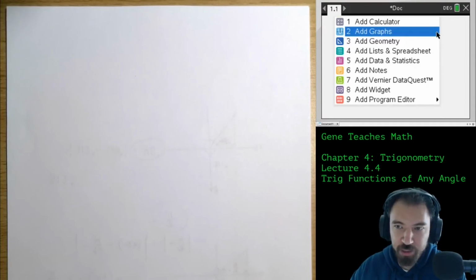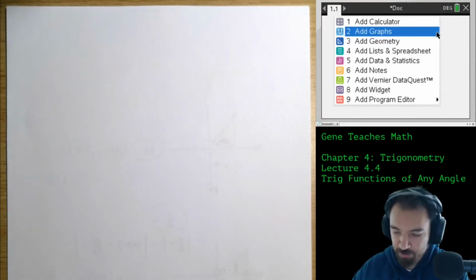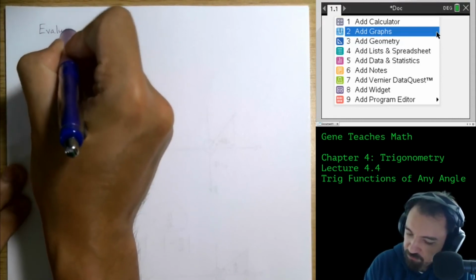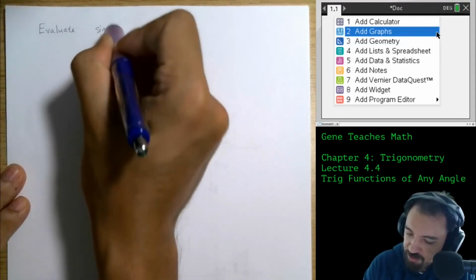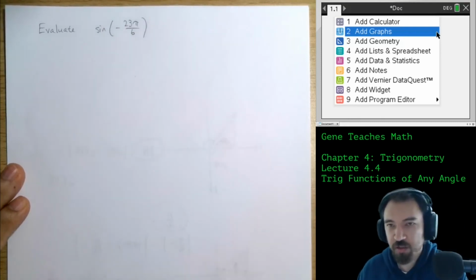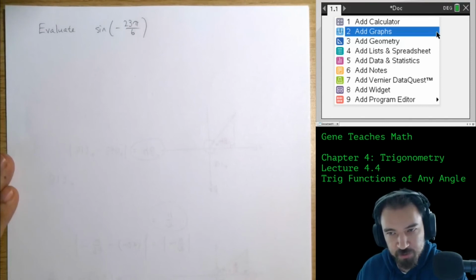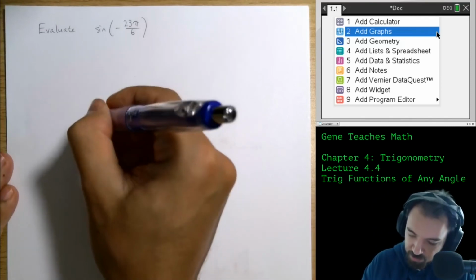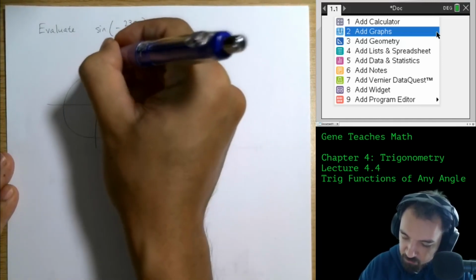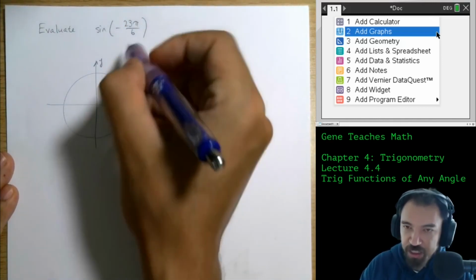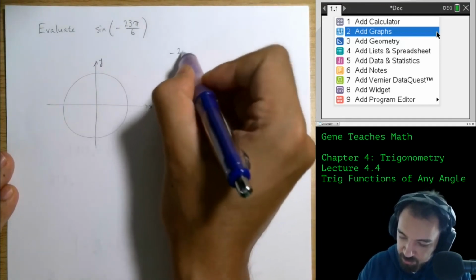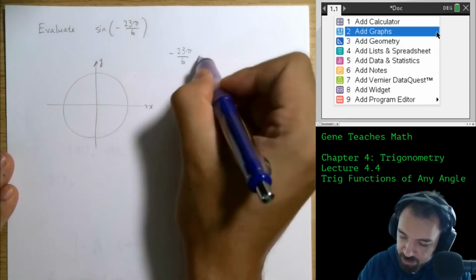Now, you might ask, how is this possibly useful? What if I want to evaluate, very innocently, sine of negative 23 pi over 6, but not using a calculator, just using geometry? So I think about a unit circle, and I want to know where the angle negative 23 pi over 6 ends up. Well, it might help to take negative 23 pi over 6 and rewrite it as a mixed number.